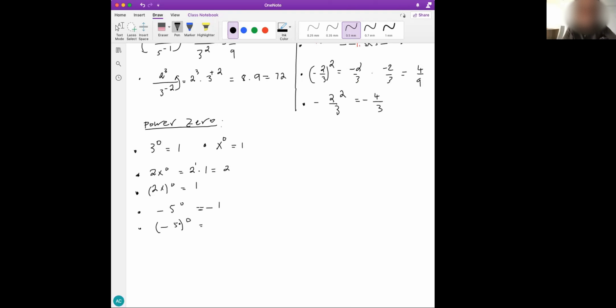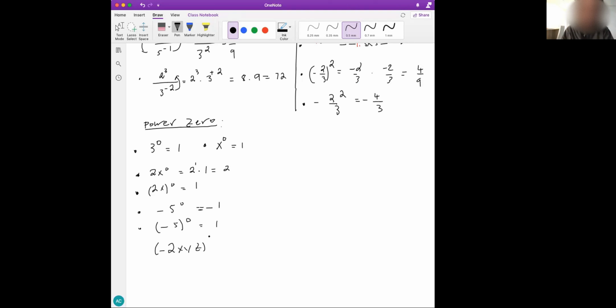The base is -5. The base, -5 to the power 0. That's right. So the base is -5 to the power 0. Anything to the power 0 is 1. It could even be something like this: X, Y, Z, whatever.